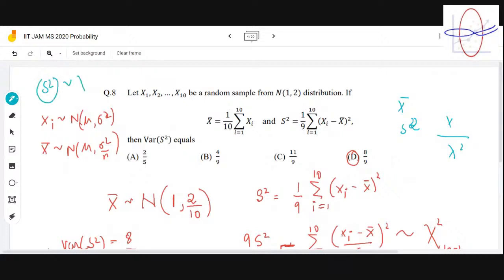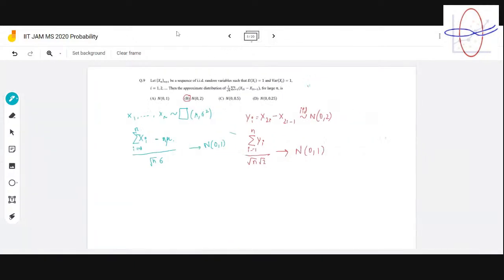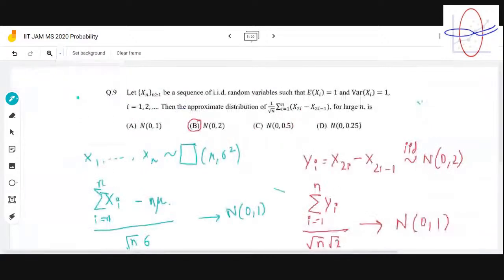So the main idea is the property of s square. What does it follow? Chi-square. This is the main idea over here. Remember this beautiful small stuff. I'm sure no one can stop you from getting into IIT. Very easy stuff, guys. Let's move on to the next problem that I have done for you.